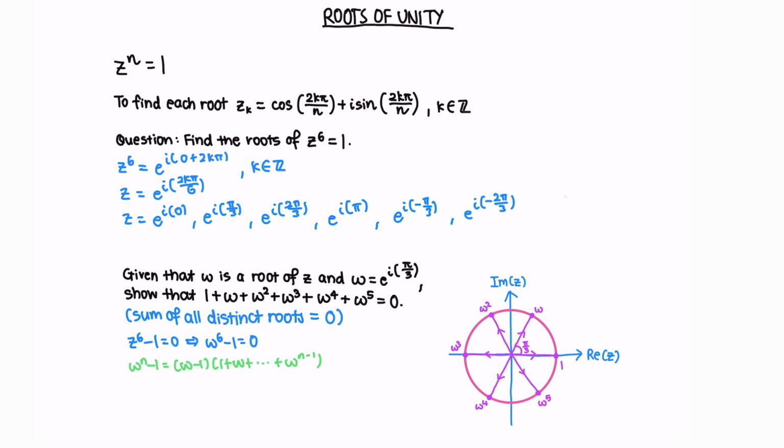So what I can say is that w minus 1 and then 1 plus w plus w squared all the way until w to the power of n minus 1, in this case w to the power of 5, equals 0. And since we know that w is not 1, this means that w minus 1 is definitely not equal to 0. So since w minus 1 is not equal to 0, this means that this other side, which is 1 plus w plus w squared plus w cubed plus w to the power of 4 plus w to the power of 5, must be equal to 0.